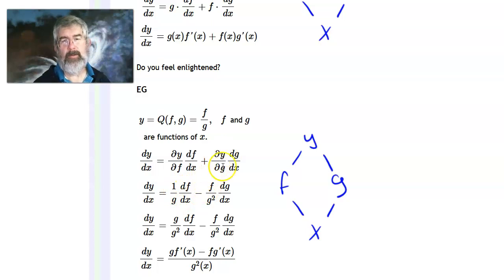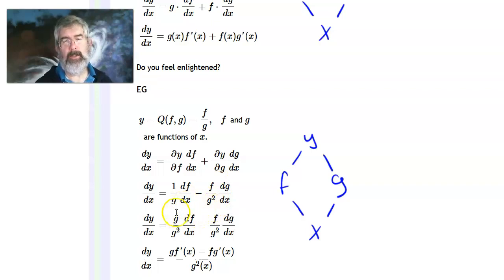Now we ask what's the partial of y with respect to g? Well, if g is the variable and f is the constant, then I would think of this as f times g to the minus 1, so the derivative would be minus f times g to the minus 2. So there's the minus f, and there's the g to the minus 2.